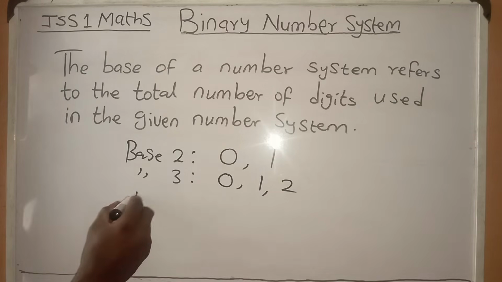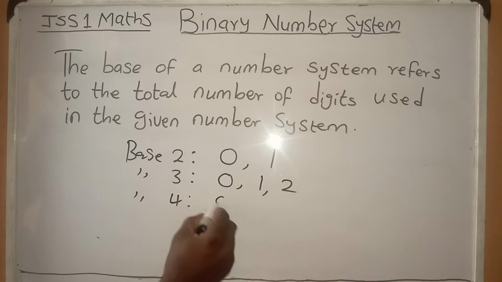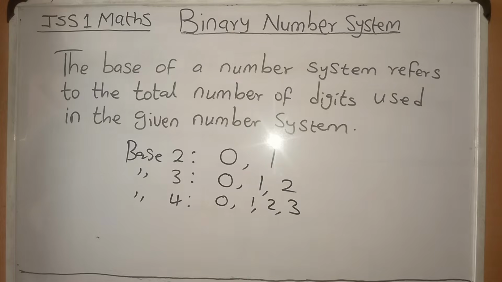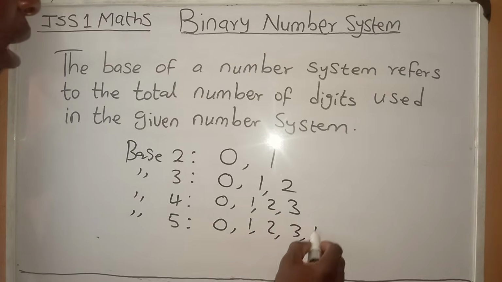If we talk about base 4, for example, what are the digits there? 0, 1, 2, 3. These are the digits that are involved in base 4. So what is the highest digit you have in base 5? I know somebody may have gotten the answer. The answer, of course, is what? 4. That is the highest digit you can find in base 5. And what are these digits? The digits involve 0, 1, 2, 3, and 4.